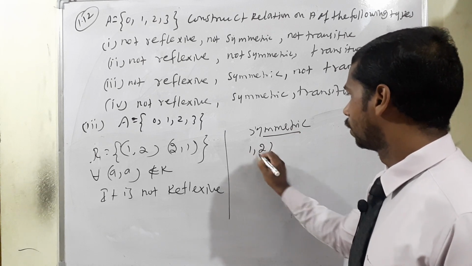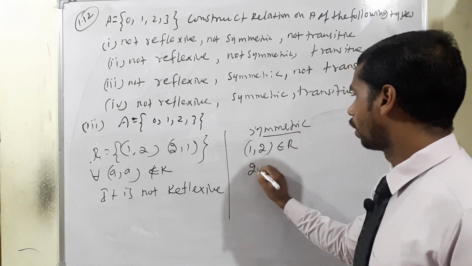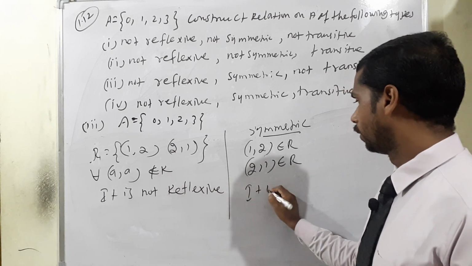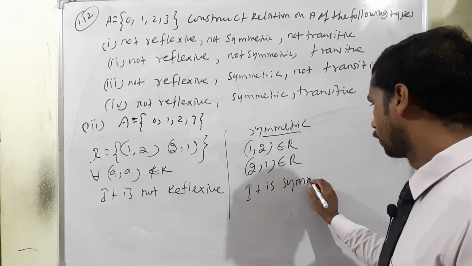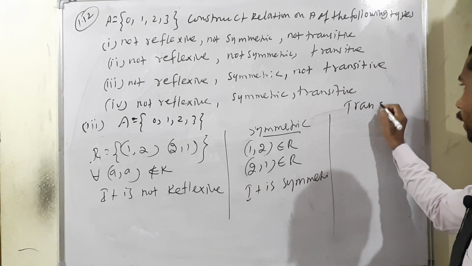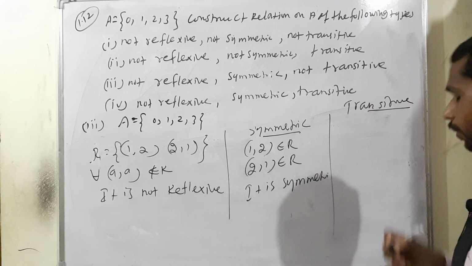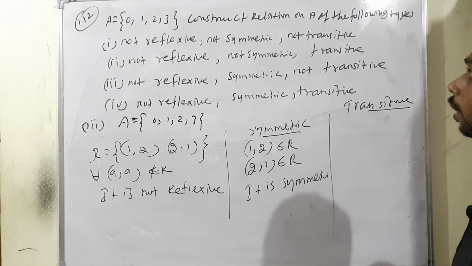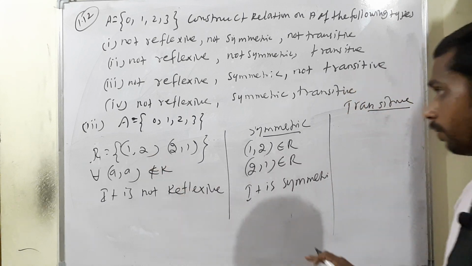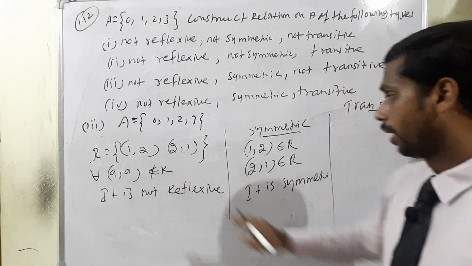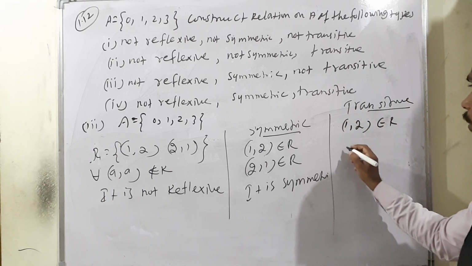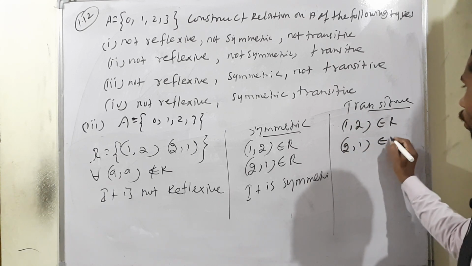Symmetric means if 1 comma 2 belongs to R, then 2 comma 1 also belongs to R. Therefore, it is symmetric. Transitive, listen very carefully. Transitive means 1 comma 2 and 2 comma 1. Therefore, if 1 comma 2 belongs to R, then 2 comma 1 also belongs to R.